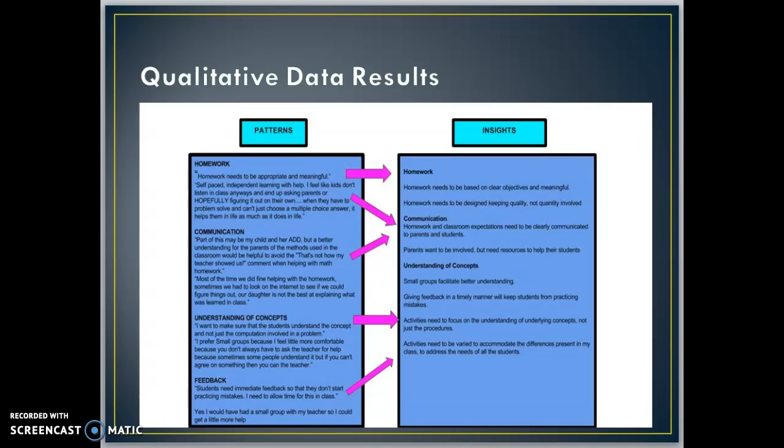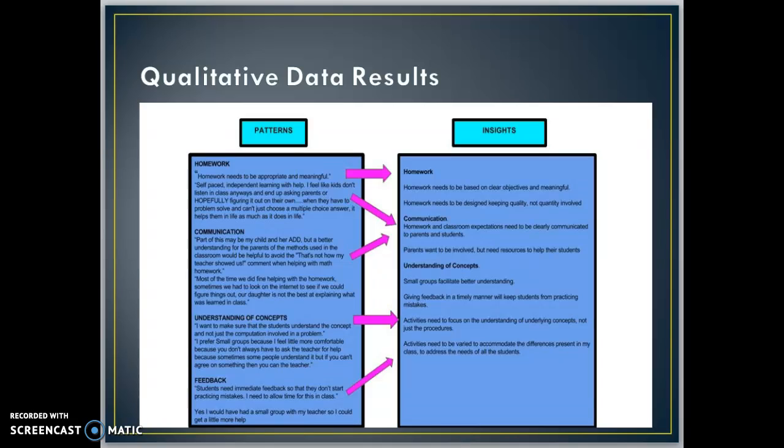As far as understanding concepts, I found that teachers said small groups, and being able to have that contact time really helped for better understanding, and it allowed for giving feedback better in a timely manner. So if I can meet with the students, I can give them feedback so they aren't always making the same mistakes. As far as activities, I found out that there needs to be a focus on understanding of the underlying concepts. Not just can they figure out the problem, but do they know why they're doing what they're doing.